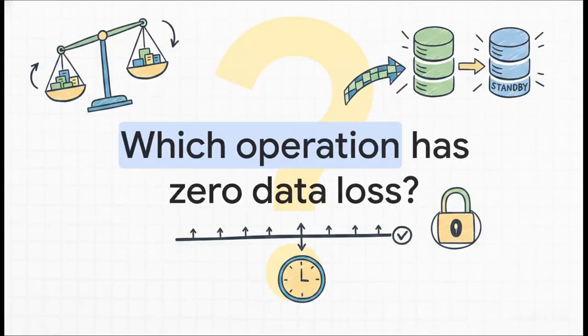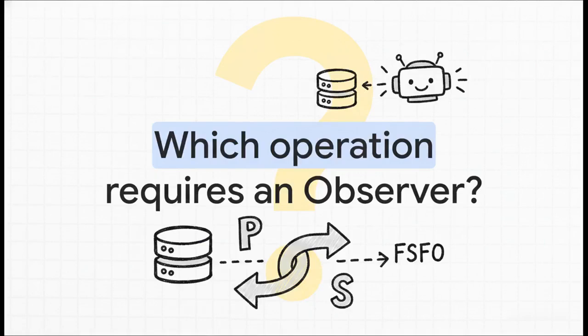All right, here's a great question from the Sources Interview Gold section. Which operation has zero data loss? Based on those perfectly balanced scales we saw earlier, the answer is switchover, because it coordinates the shutdown of the primary and the transition to the standby completely before finishing. Literally, no transaction data is ever left behind. Next question, which operation requires an observer? Remember our little robot icon? The answer is FSFO. The Fast Start Failover framework physically cannot function without that dedicated observer process constantly pinging the primary database to independently verify its health.